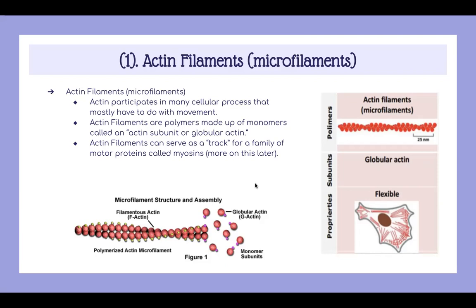The actin filaments are polymers made up of monomers. So that means there's a lot of small individual pieces that make up the whole. So these globular actins come together and make up the full filament. And then they can serve as a track as well for a family of motor proteins called myosins. We'll talk about myosins not today, but later in the week on Thursday.